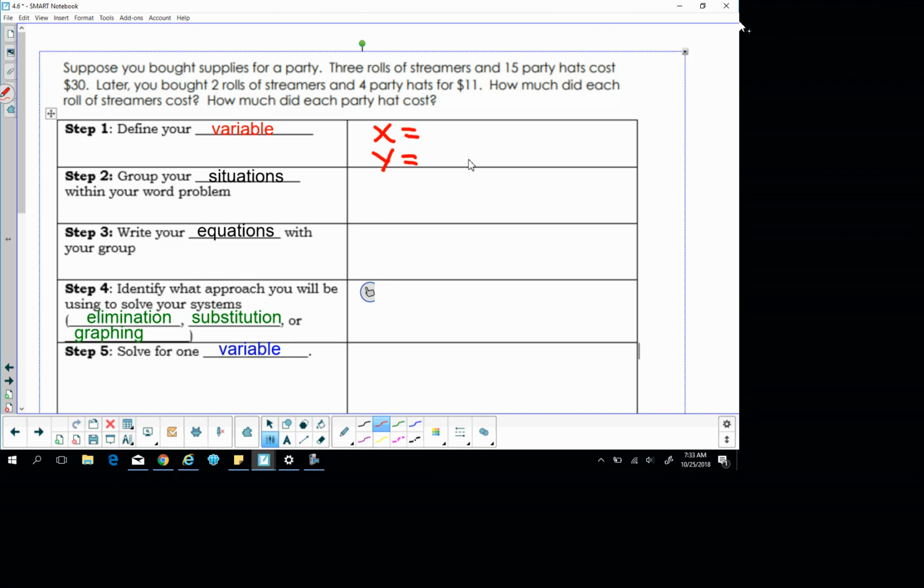And how we usually do that, and we talked about this during system of inequalities, is whatever they talk about first is the first thing we're looking at. So it says 3 rolls of streamers, right? So the first thing they're talking about are the streamers. So I'm going to let x be the streamers. And 15 party hats. So I know my y is going to be party hats. So I usually just go in order.